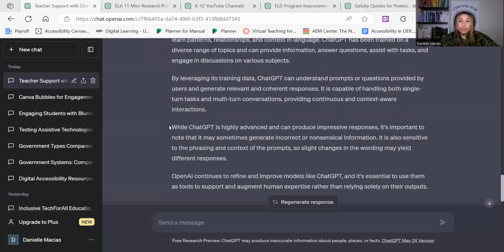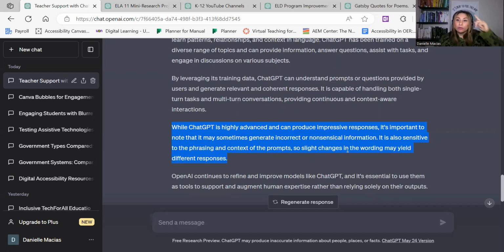But one thing I want you to know is what it says about itself right here. So while ChatGPT, speaking in third person, is highly advanced and can produce impressive responses, it's important to note that it may sometimes generate incorrect or nonsensical information. So it is limited in its information and its knowledge because it was launched on November 30th, 2022, but the information is limited to 2021, so it doesn't know anything after that. It could provide, like it says, incorrect or nonsensical information. So we need to be careful about that, because just because it's technology, it doesn't mean that it is correct. It gets its information off the internet, and is the internet oftentimes incorrect?